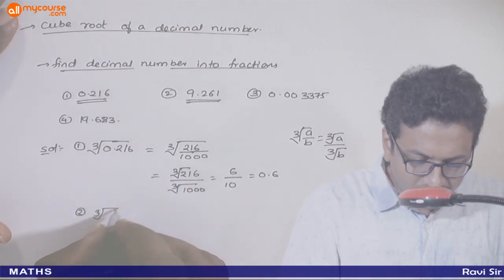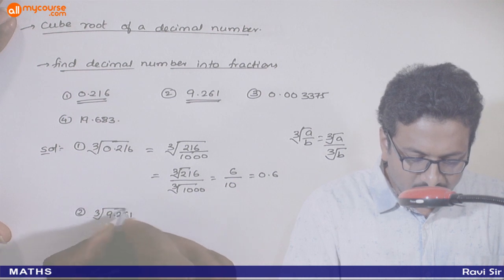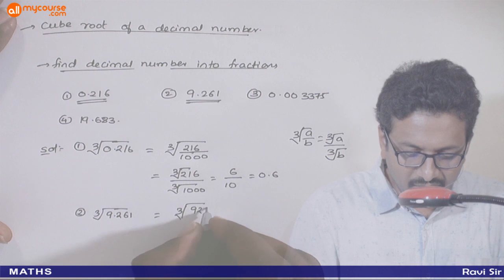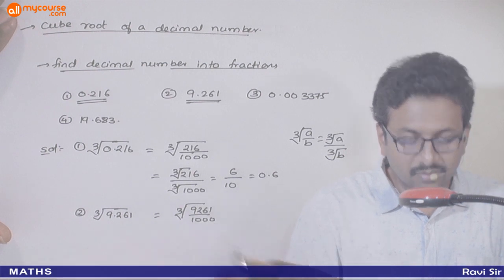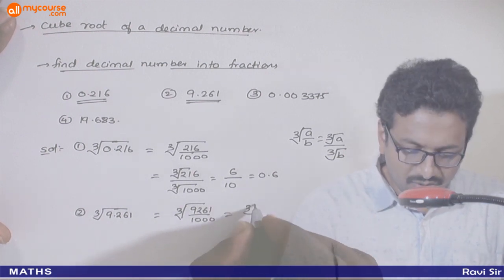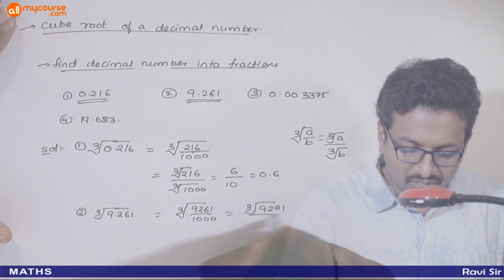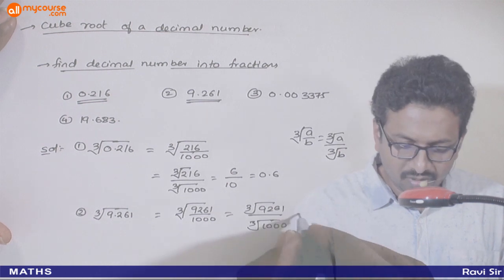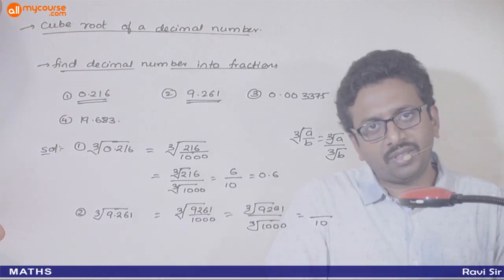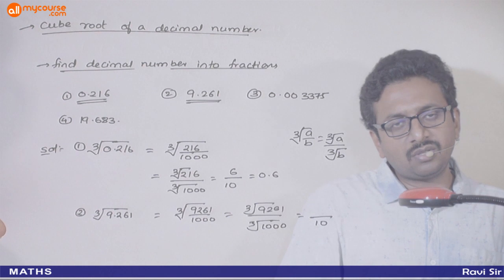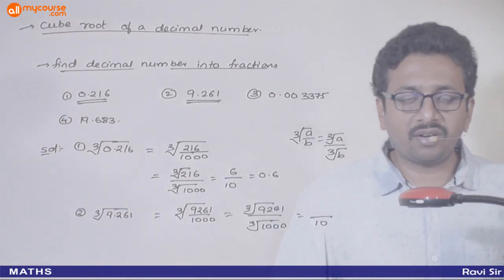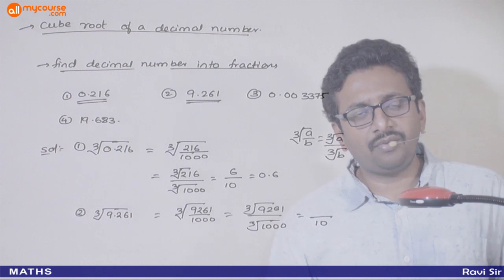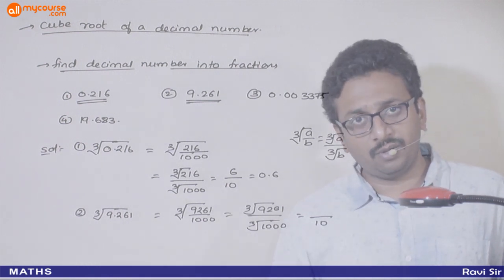You want cube root of 9.261. This is nothing but cube root of 9261 divided by 1000, which is equal to cube root of 9261 divided by cube root of 1000. So cube root of 1000 is 10, you know. Cube root of 9261, you can find either by prime factorization or by rough estimation, if you are sure that this is a perfect cube.